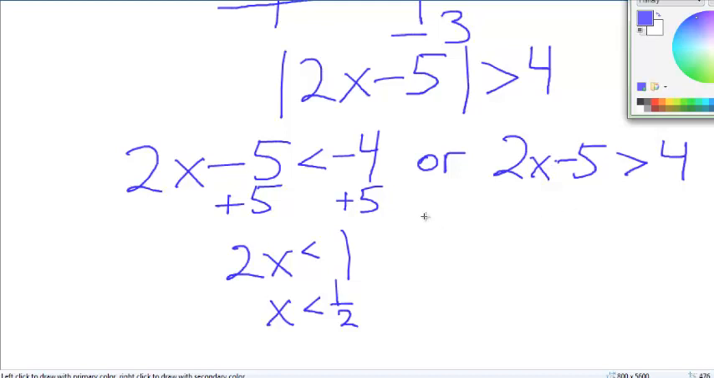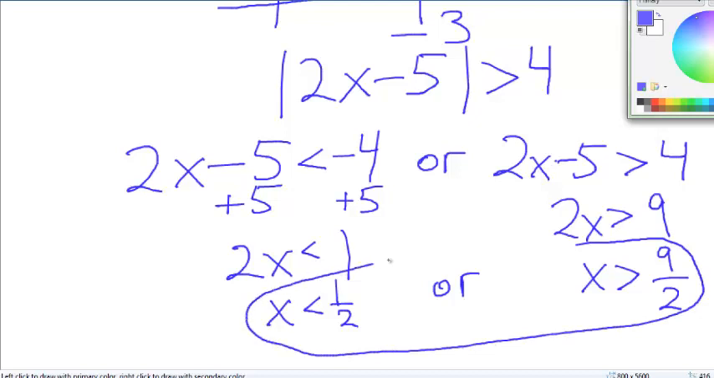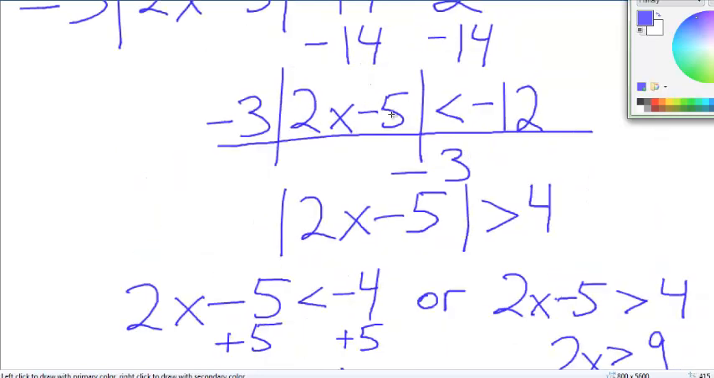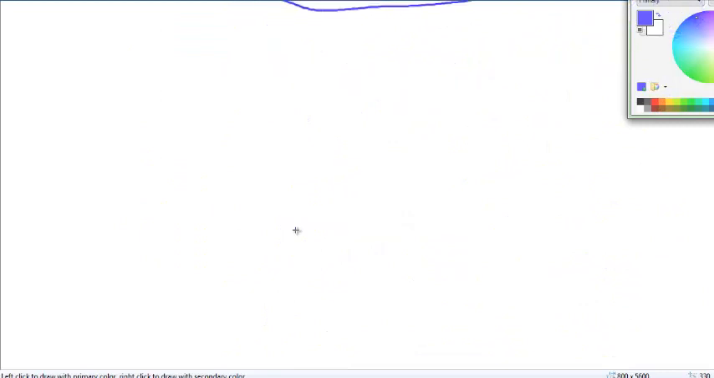And if we go over here, add 5, we get 2x is greater than 9, so x is greater than 9/2. And we put our "or" in the middle, less than this or greater than this. We've got our answer. It's going to be very similar if it's a less than. If we get this down to a less than, we deal with the between.